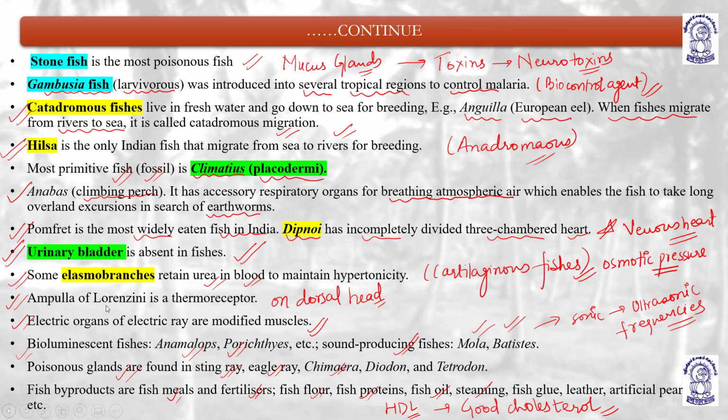Catadromous fishes live in fresh water and go down to sea for breeding, and anadromous is just vice versa. So catadromous, they live in fresh water and go to sea. Fresh to sea, F2S, and anadromous, sea to fresh. Please do remember these common terms.